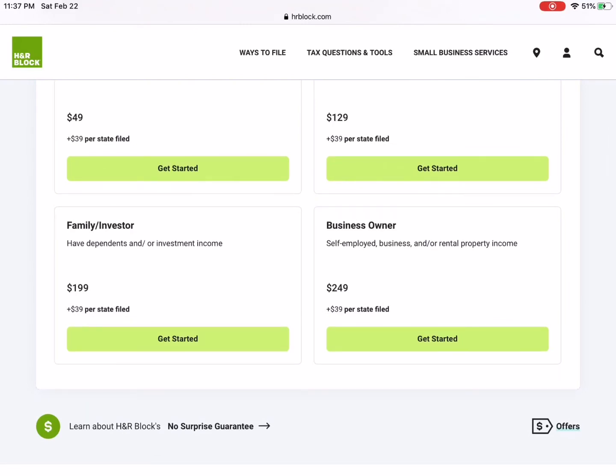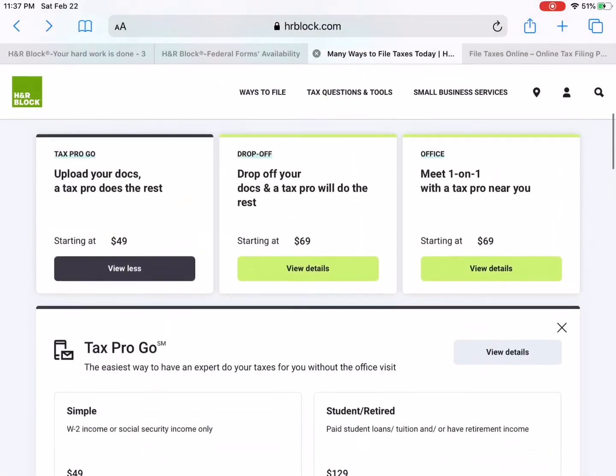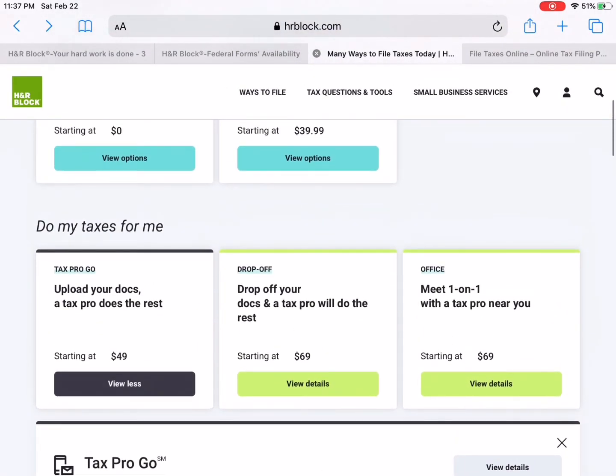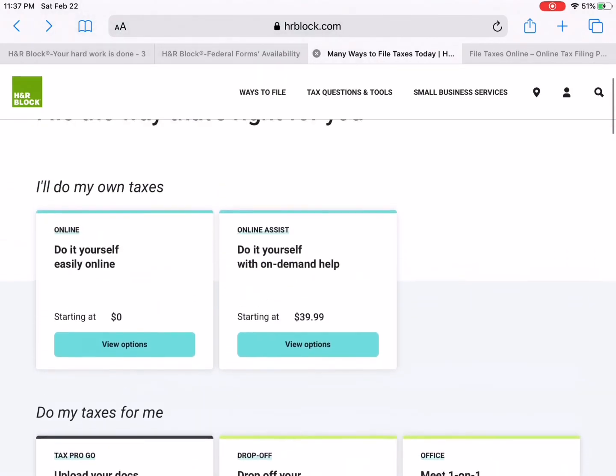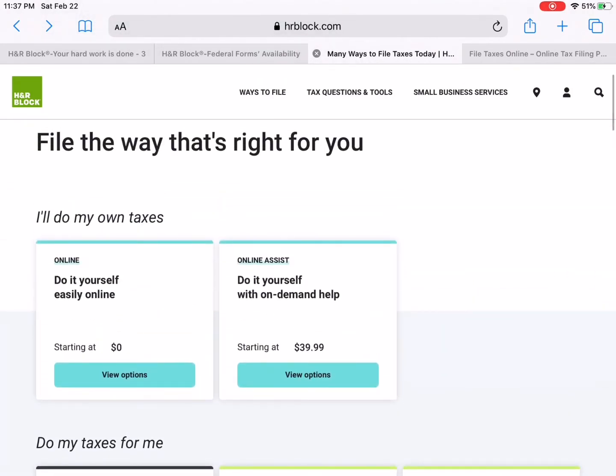I also thought it was interesting that if you have a family or investment income, sometimes that just means you own a little bit of stock. Investment income could just mean you have some interest income. So if they're going to charge you $200 for having children and for having investment income, you're kind of getting ripped off there. So not great value. Again, probably the best value that I've seen is just doing it yourself for free. Once you start paying for things, the value goes down drastically.